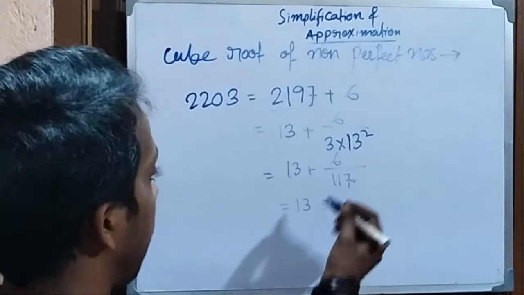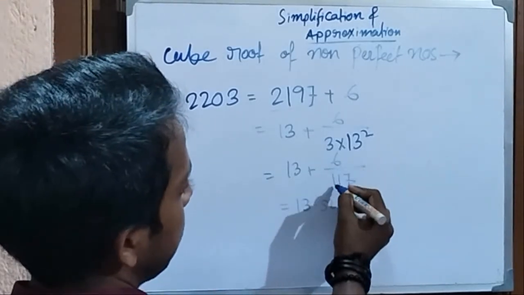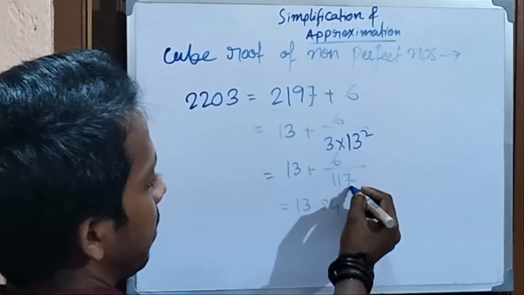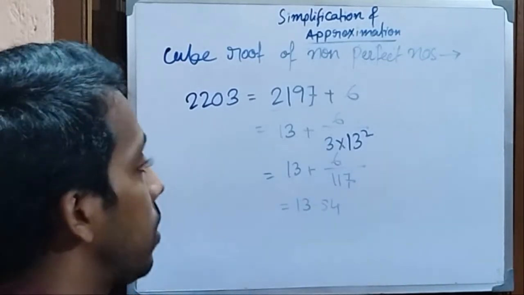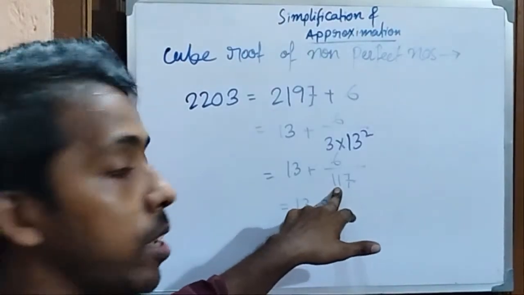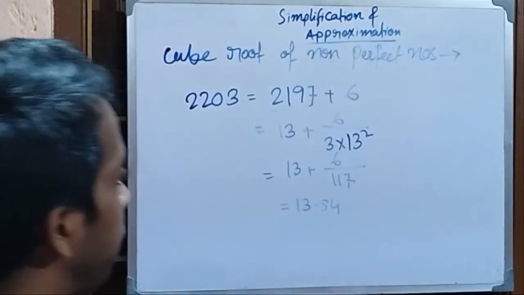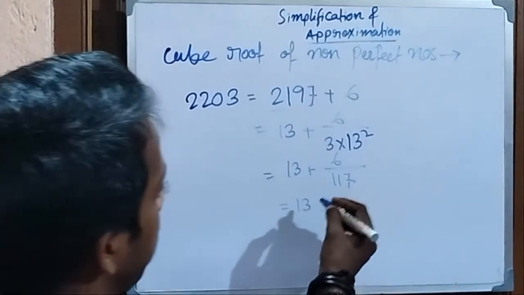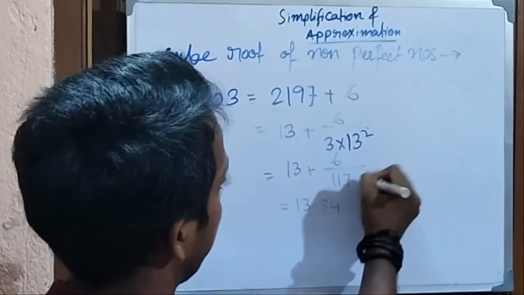See, how am I doing this? 6 by 117. This is something which you will learn in the percentage topic. Though for your query, I am just making it very short, hope you will understand it.